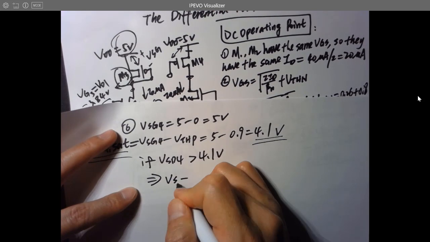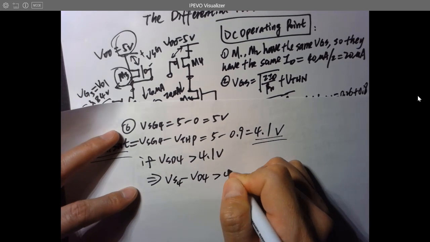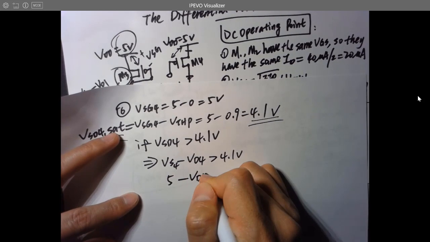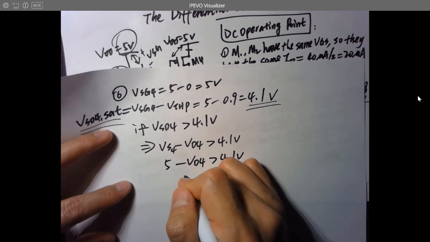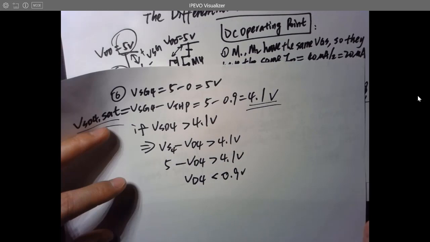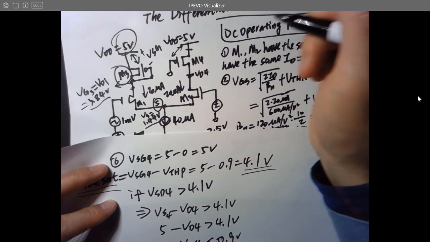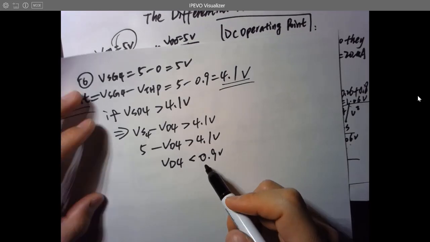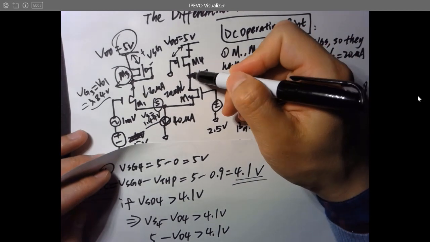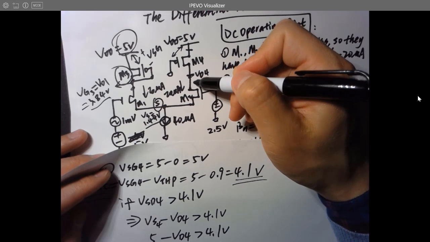VS4 minus VD4 has to be larger than 4.1 volts, right? So VS is 5 volts minus VD4 has to be 4.1 volts. So VD4 has to be smaller than 0.9 volts, which means the drain voltage over here has to be smaller than 0.9 volts. So it's going to be a super tiny, super small drain voltage for M2.